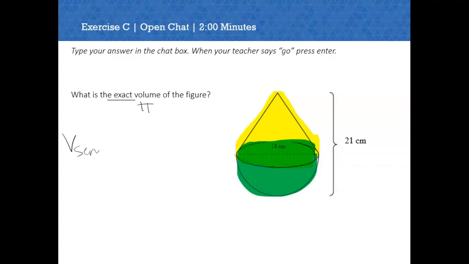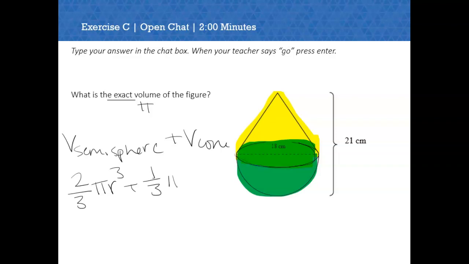I'm just going to call it a semicircle. Semisphere. That sounds weird to me. Volume of hemisphere plus the volume of the cone. So a whole sphere would be 4/3. Half of 4/3 is 2/3. So 2/3 pi r cubed plus 1/3 pi r squared h.